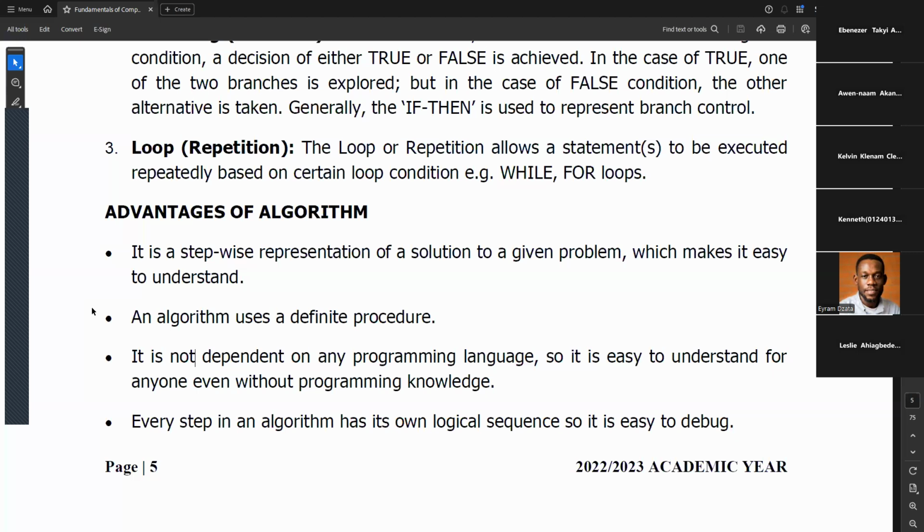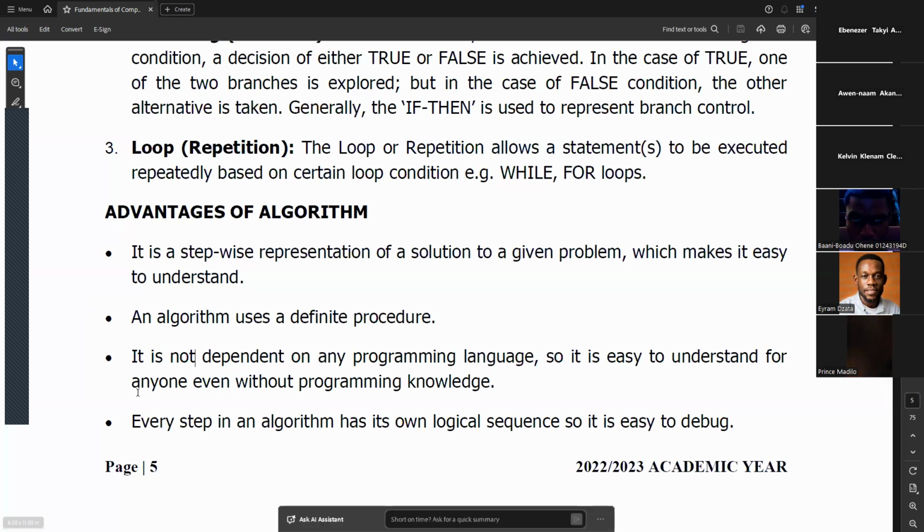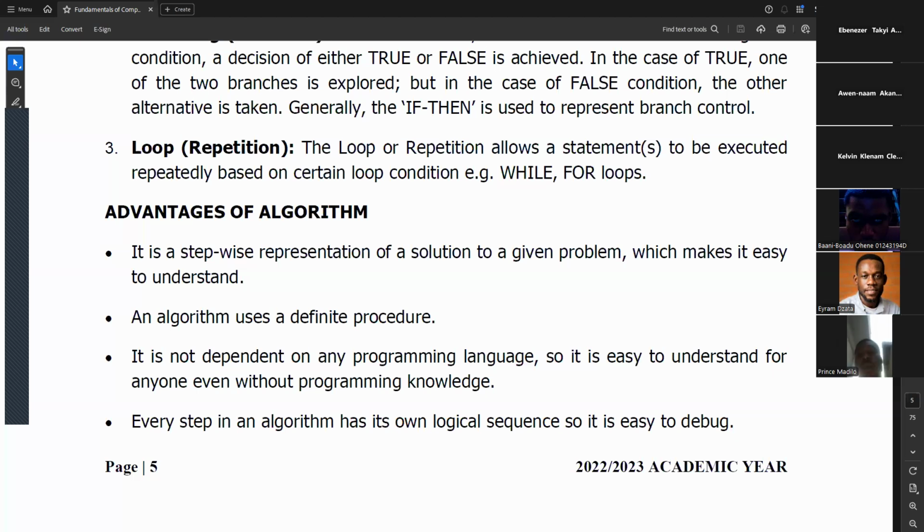Kelvin, hello. Yes, Kelvin. Since the algorithm is not dependent on programming, is the programming language dependent on the algorithm?